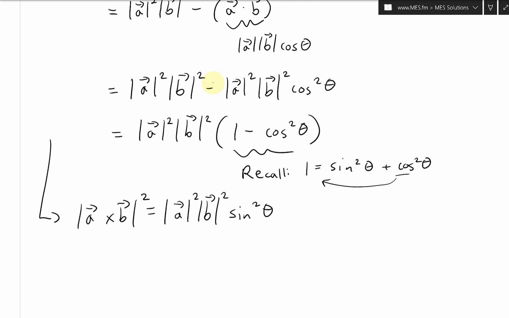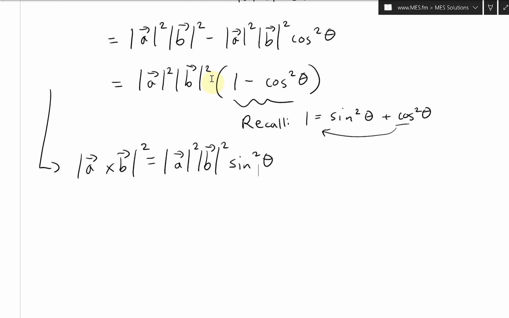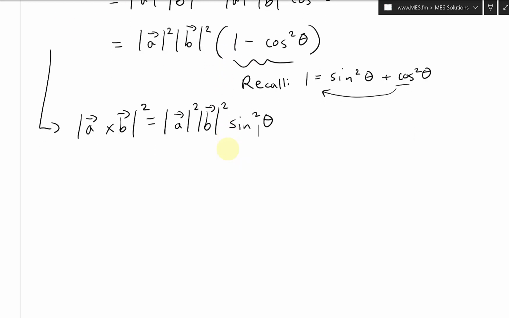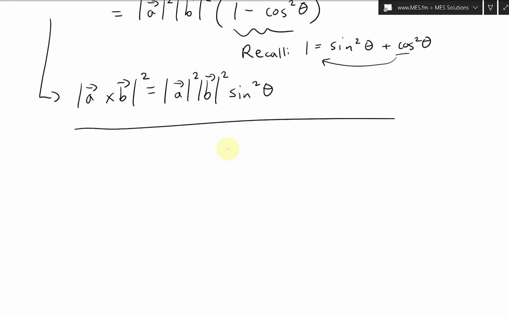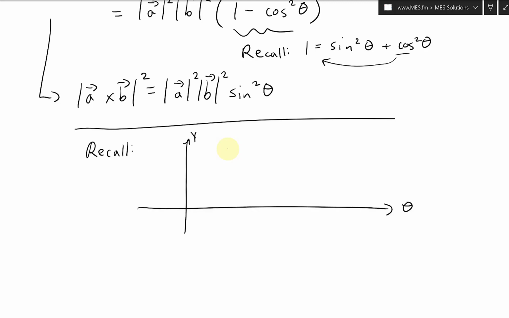theta, like that. And now we're going to recall the sine function. So recall that it's positive for thetas between 0 and pi. So recall, if you have here, this is theta, this is y, like that. This is positive from 0 to pi, and this is the sine theta graph.